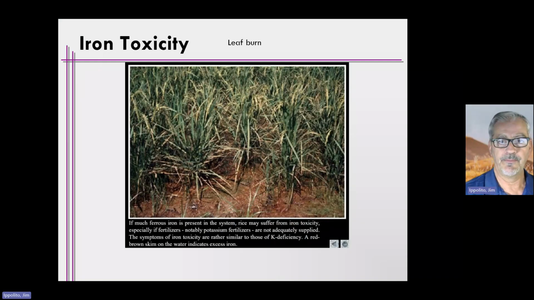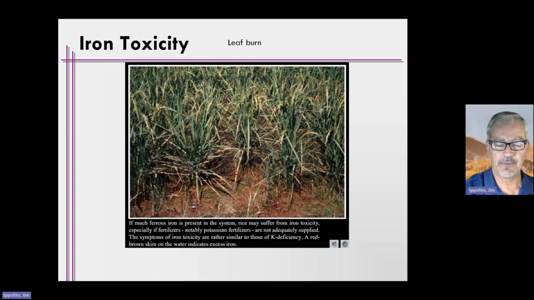Let me share with you some pictures that illustrate iron toxicity. Iron toxicity often shows itself as leaf burn. In this picture, this is rice that is suffering from iron toxicity, simply because the soil had been flooded. It doesn't look like it's flooded now, but it was flooded at one point in time, and iron 3 was reduced or changed to iron 2.